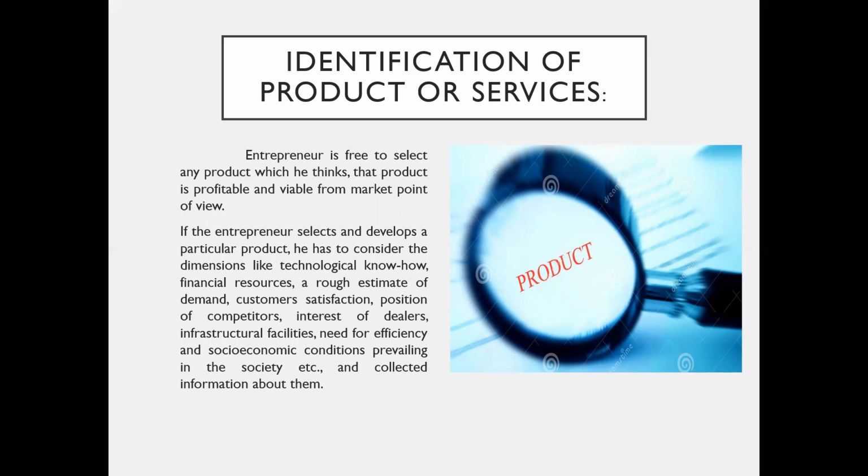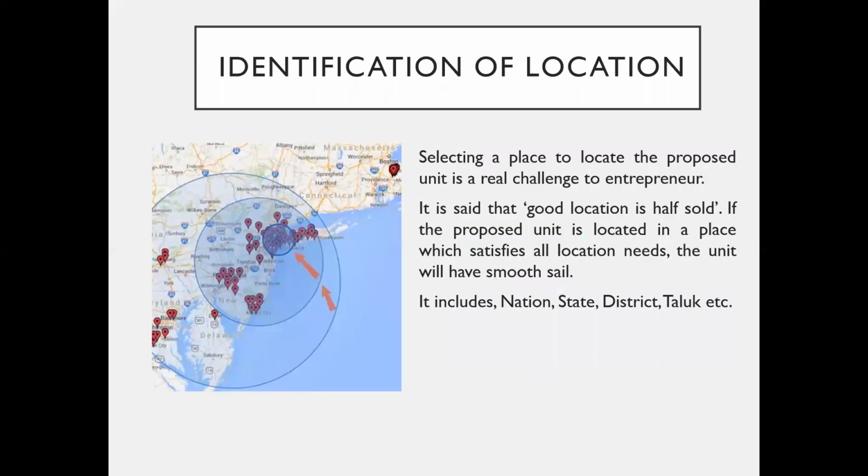In the same way, when you are selecting any product or service, you have to analyze, identify, calculate, and determine the resources, a rough estimate of demand, customer satisfaction, competitors. They are the most important things which you need to consider, along with the dealers, infrastructure facilities, etc. When you consider all these, next is identification of location.